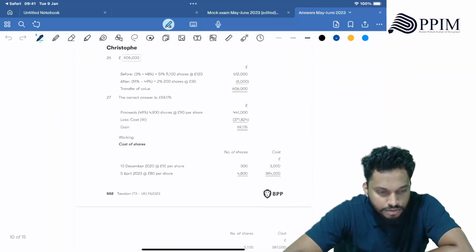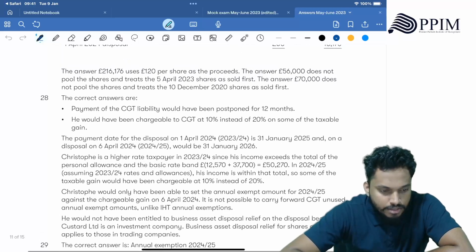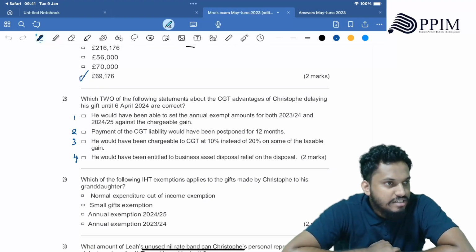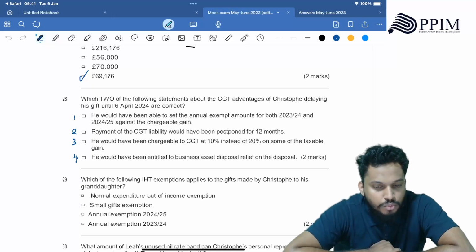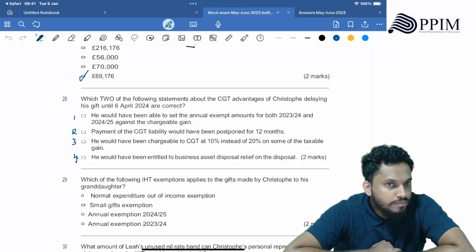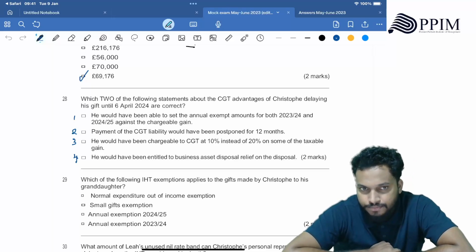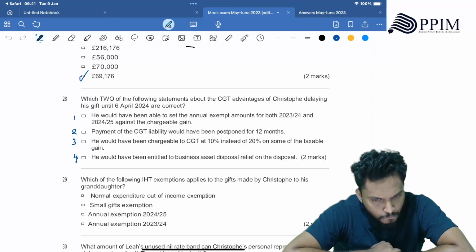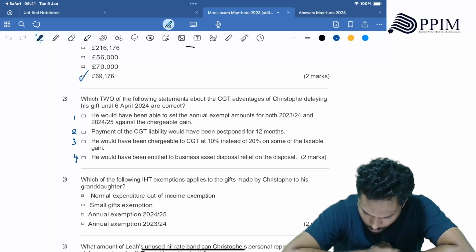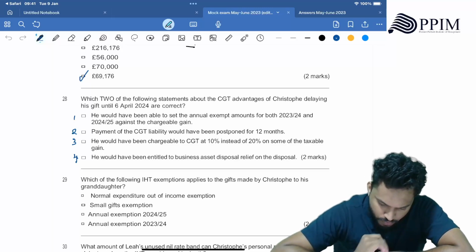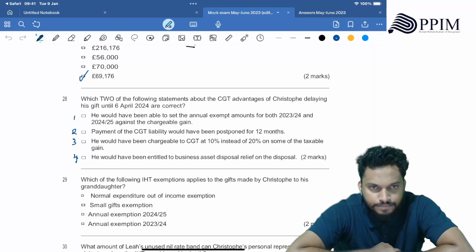Now see, let's go through the answers first so we understand what sort of points are there. So they're telling us he would have been able to set an annual exempt amount for both 23/24 and 24/25 against the chargeable gain. True. That is true. I would go with that answer. Do you go with that answer? Are you sure? Yes. Why? Because 2023/24, we can gain for that. That is your understanding. It ended up with 5th of April 2024. Okay. With 6th of April.